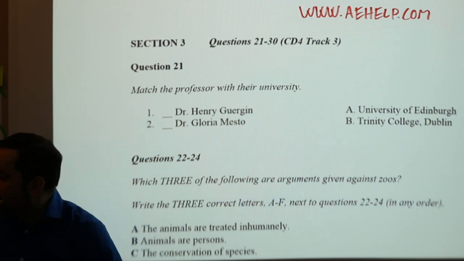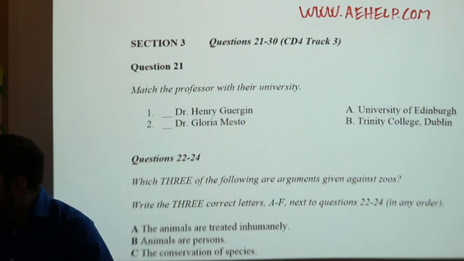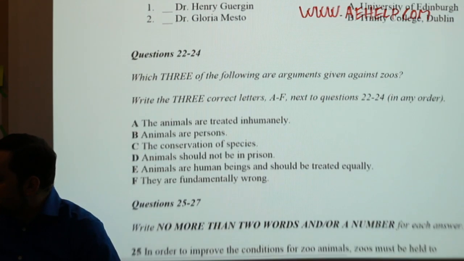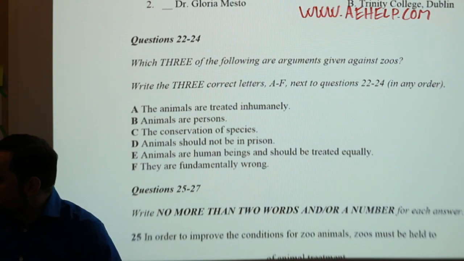So, question 21, match the professor with the university. Dr. Henry Guergin, Dr. Gloria Mesto, University of Edinburgh, Trinity College, Dublin. All right, not too much paraphrasing needed there. We just have to pay attention to the information. Questions 22 to 24: which 3 of the following are arguments against zoos?